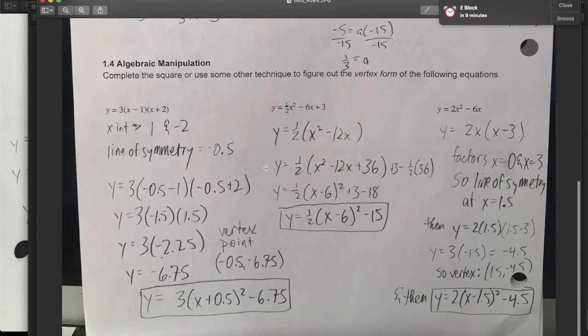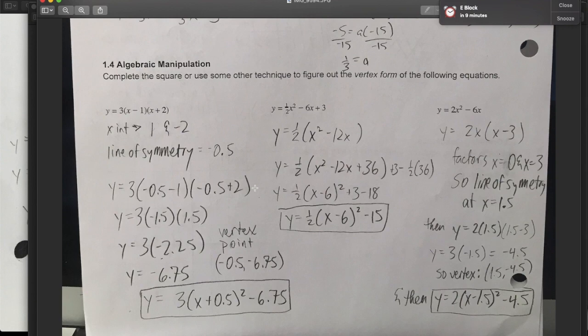Okay, so I used two different methods for this one because it makes more sense to do it for some than for others. For the first one, I noted that the x-intercepts were 1 and -2 based on our factored form equation, which tells us our line of symmetry is at -0.5. If it were a standard form equation, you could do -b over 2a, although in this case I completed the square because it wasn't too difficult.